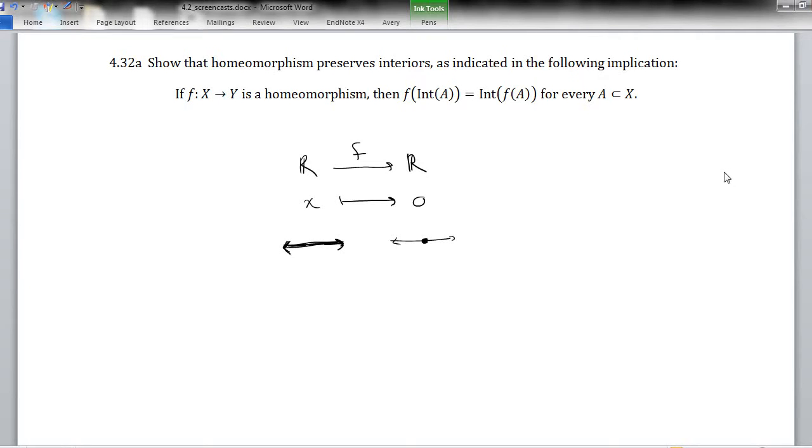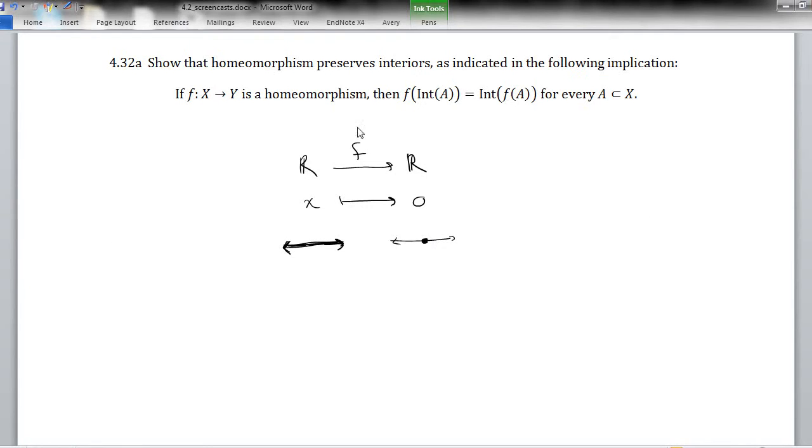Before we dive in, I wanted to point out that this equality is not necessarily true if you just assume that f is continuous. It's not a strong enough assumption. Here's an example of why. Consider the function f from R to R, which takes every real number and maps it to 0. Geometrically, it's taking the real line and collapsing it down to a single point.